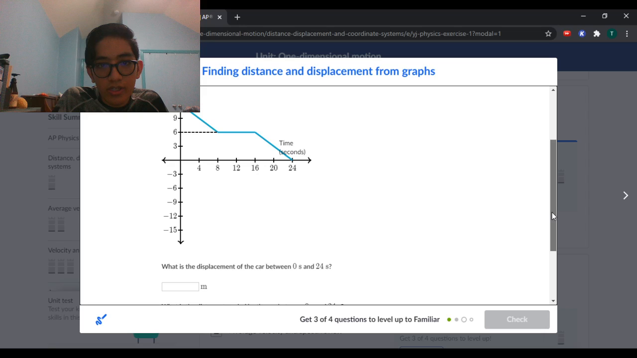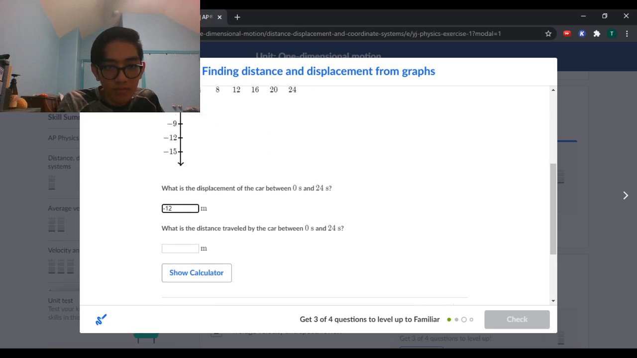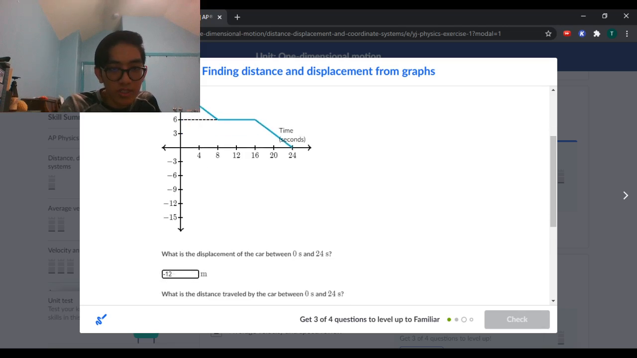Well, at 24 seconds, our arrival time, it is 0. Is it 0 meters? Well, what we started with is 12, so 0 minus 12 is negative 12 meters. What's the distance traveled? Well, from 0 seconds to 8 seconds, we've traveled 12 minus 6. That is 6. So we traveled 6 meters, and we didn't travel anything at all for the duration of another 8 minutes. And another 8 minutes, we traveled 6. Right? 6 plus 6 is 12.